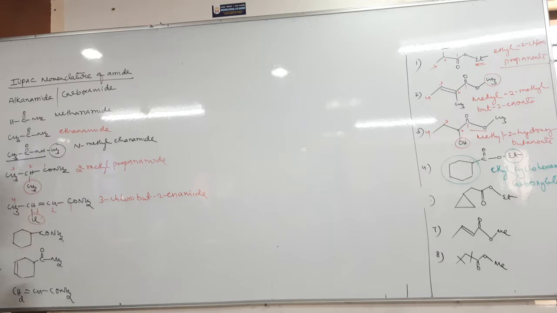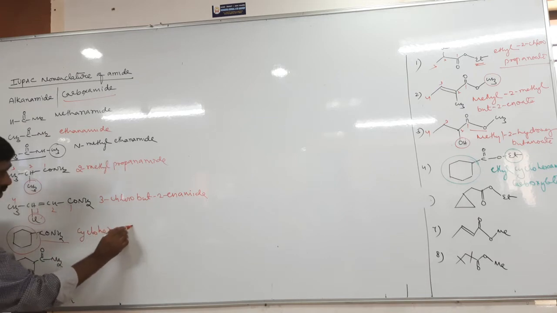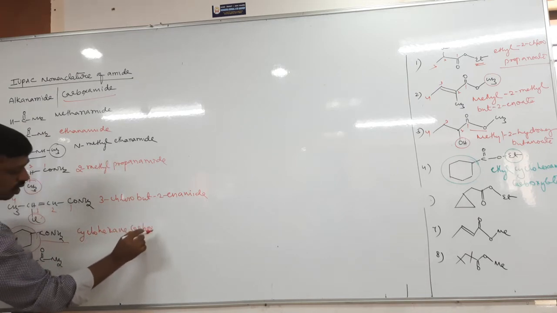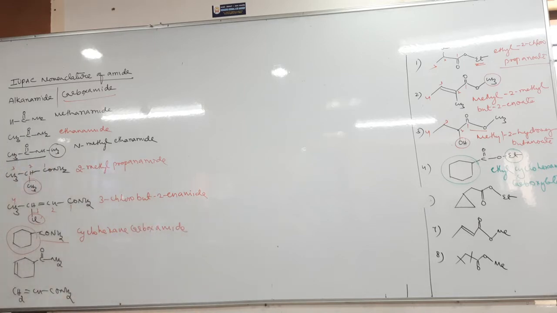Next, the amide group is directly attached to the cyclic ring: carboxamide. So which cyclic ring is this? It is cyclohexane carboxamide. Next, the cyclic ring has a double bond, 1, 2, 3.